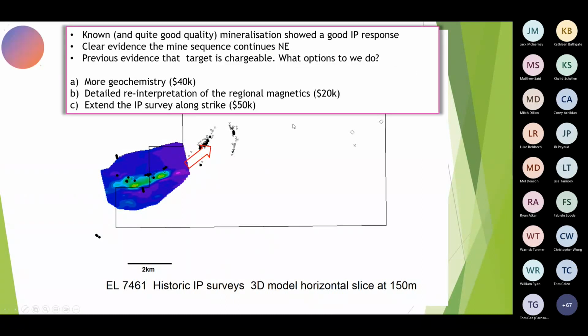So let's see if we can launch the first poll. The known mineralisation produced a good IP response, clear evidence that it continues to the northeast. What should we do? We could do more geochemistry, or maybe a detailed reinterpretation of the regional magnetics. That's already been done once. Or we could extend the IP survey along strike.